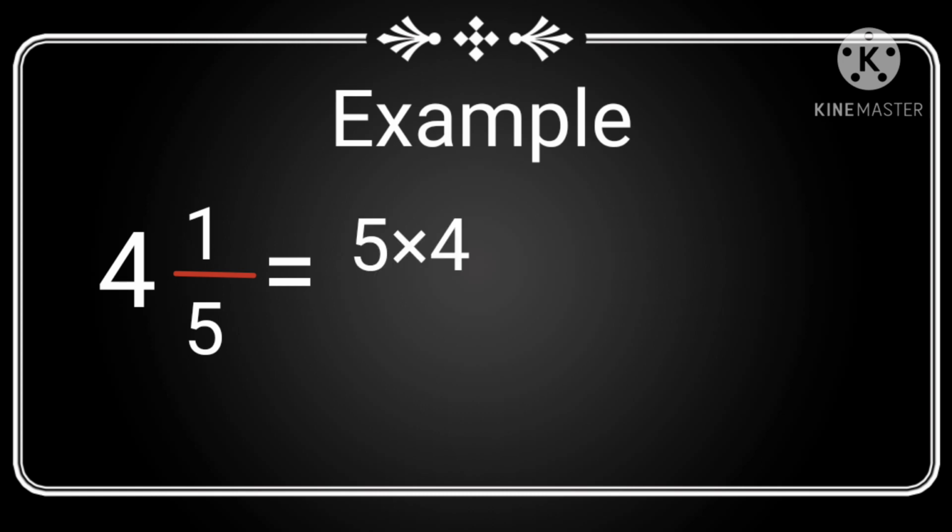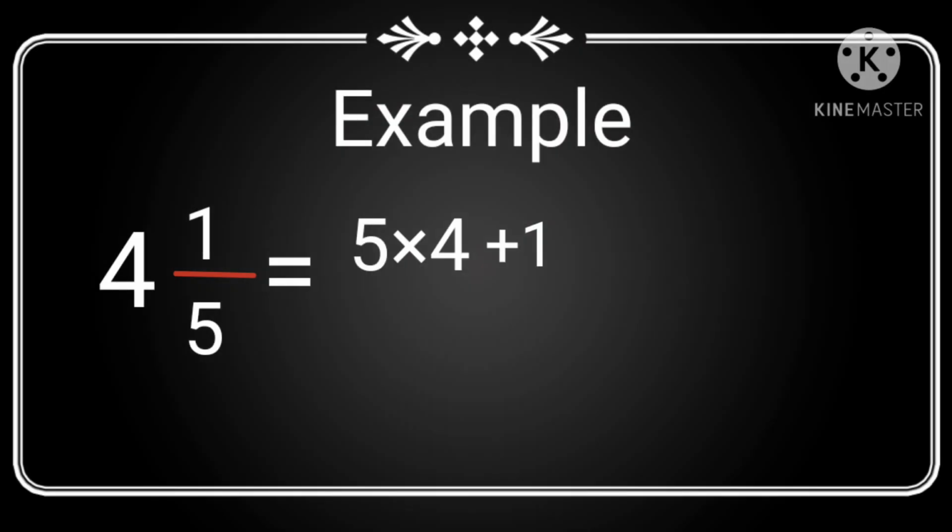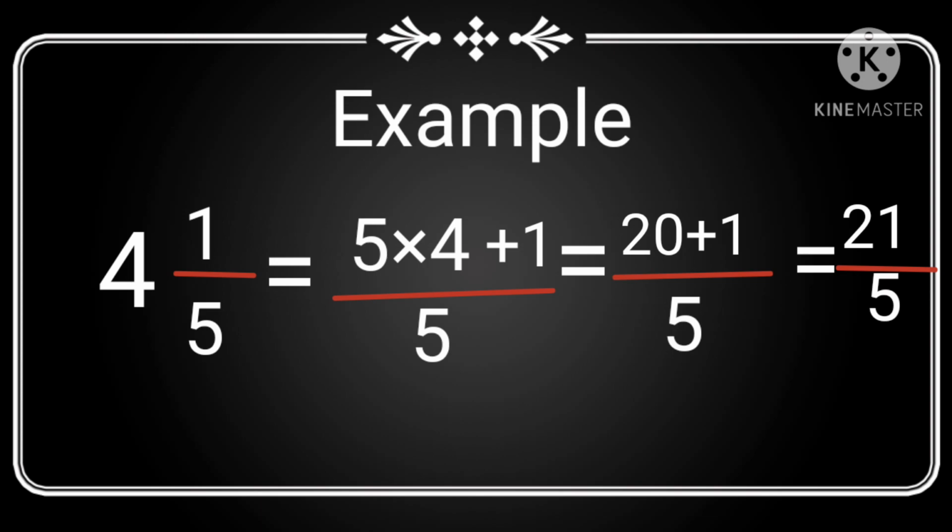Example, consider the fraction 4 1 by 5. Now multiply the denominator 5 with the whole number 4. 5 into 4 is equal to 20. Now add it with the numerator 1. So 20 plus 1 is equal to 21. And then write down the denominator below. So the improper fraction is 21 by 5.